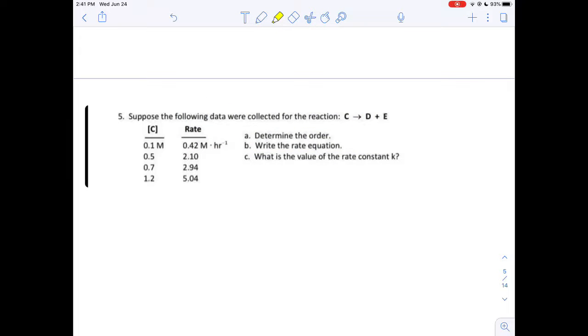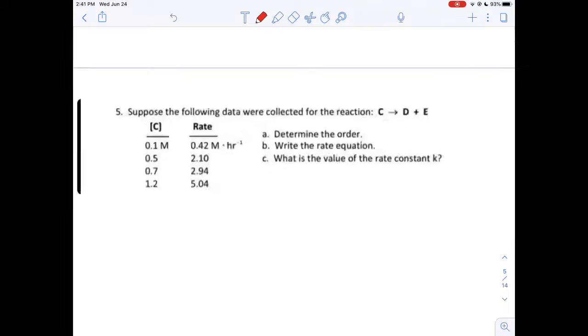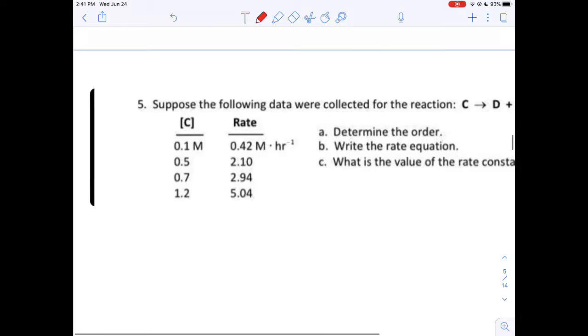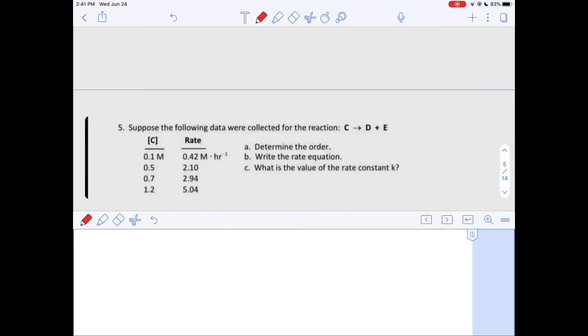Okay, so your teacher here gave us a data table. In this column are the concentrations of C. In this column are the rates corresponding to those concentrations of C. And this is the reaction she's giving us. So part A is asking us to determine the order. And if you're looking at these and you're wondering, how am I going to use this data to find an order? I know, it's kind of confusing, but I will show you exactly what to do. So, let's get to it.